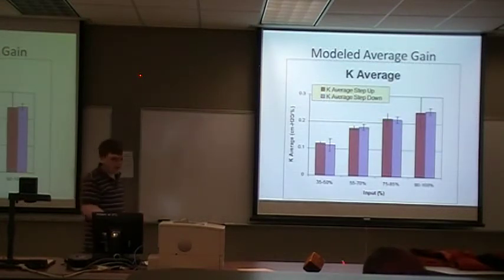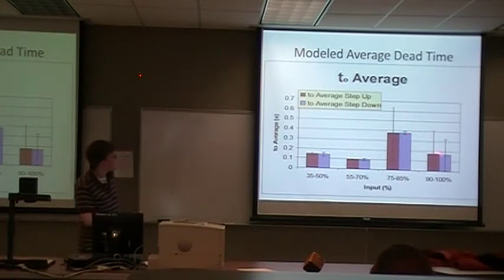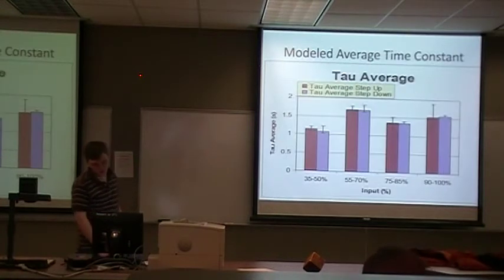Here's our model K average. It also goes up as the percent increases, just like the experimental did. Here's T0 with the uncertainties. It still has the high at 75 to 85%. Here's our tau average.